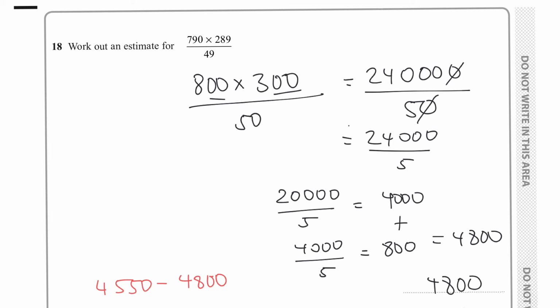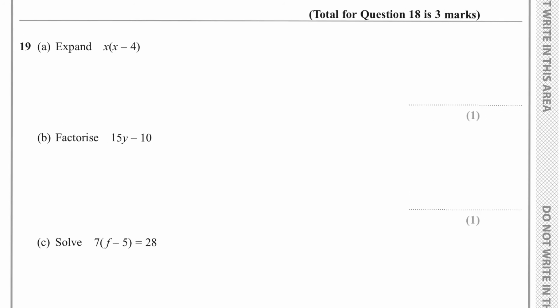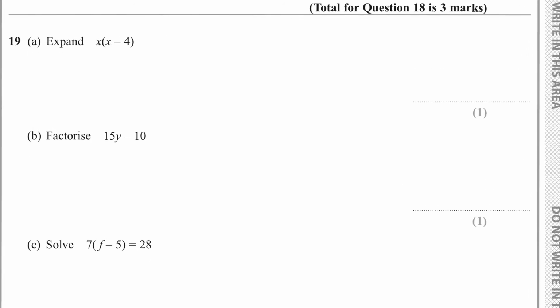Okay. So, right, next question is a bit of algebra. It wants us to expand the brackets. So what we're going to do is multiply the outside by everything on the inside. So x times x is x squared. x times minus 4 is going to be minus 4x.